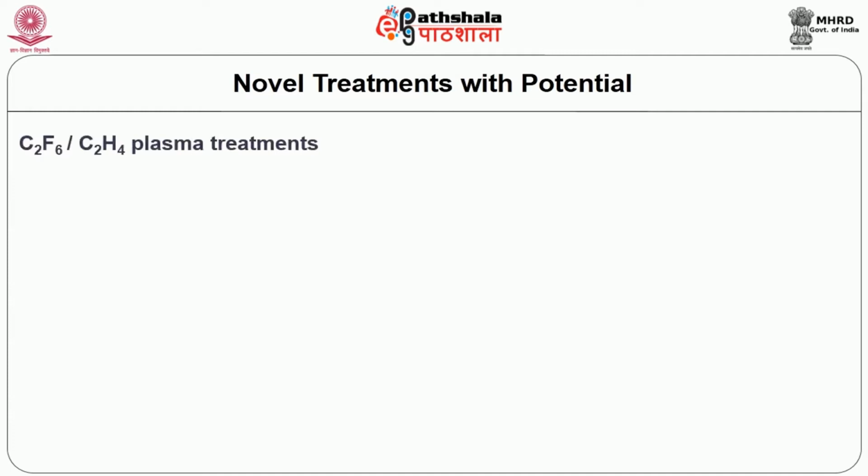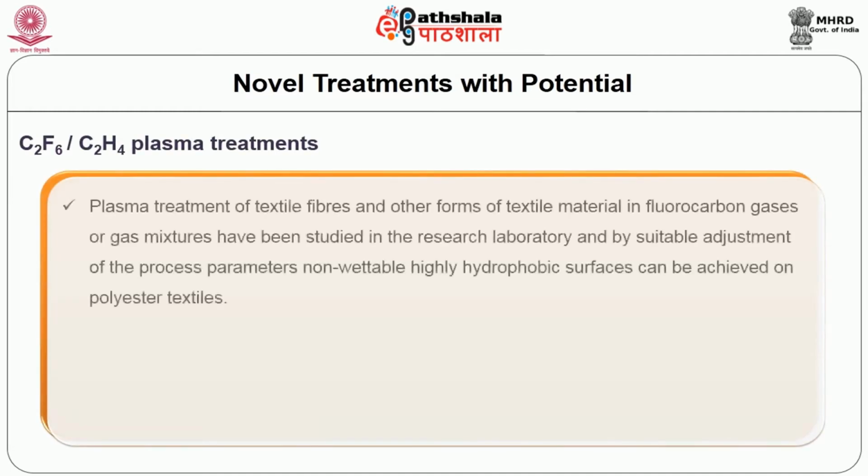The third one is plasma treatments. Plasma treatment of textile fibers and other forms of textile material in fluorocarbon gases or gas mixtures have been studied in the research laboratory, and by suitable adjustment of the process parameters, non-wettable, highly hydrophobic surfaces can be achieved on polyester textiles.